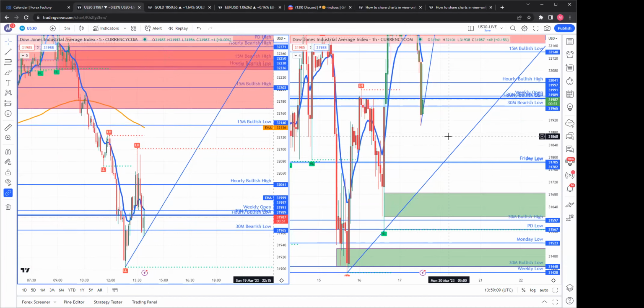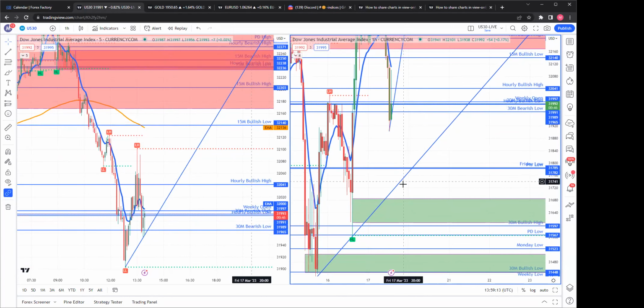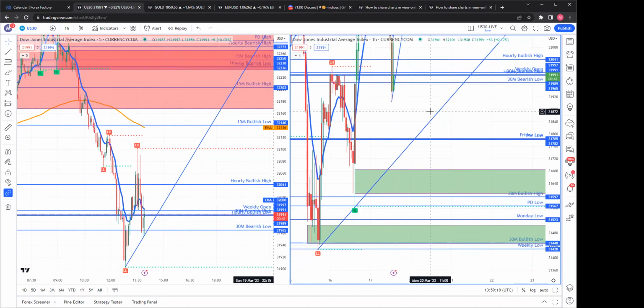So right now, a perfect buy on US 30 would be on the retest of this trend line, if we are going to trend up. Overall, the bias on US 30 is daily bearish. But remember, I'm a scalper, an intraday trader, so I can trade both ways given the opportunity.